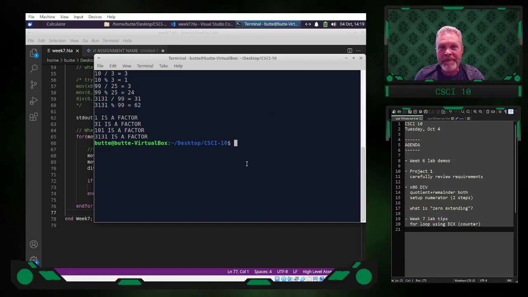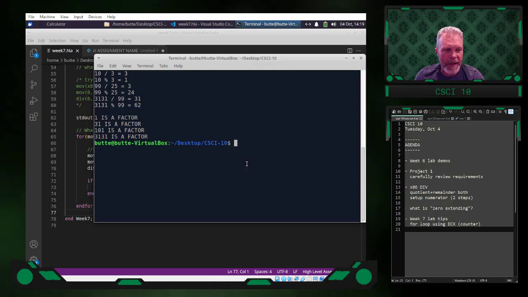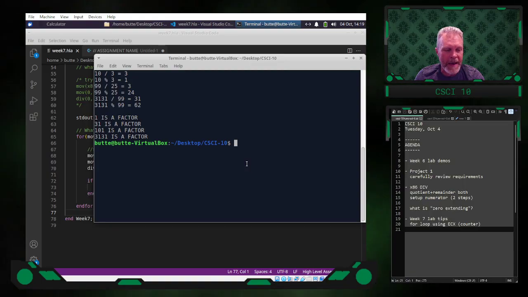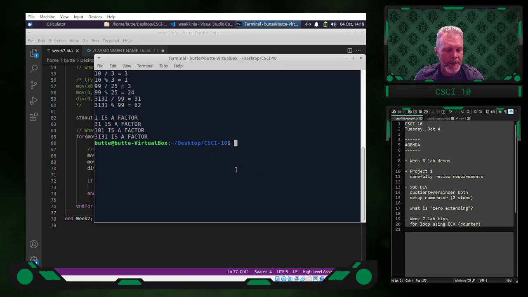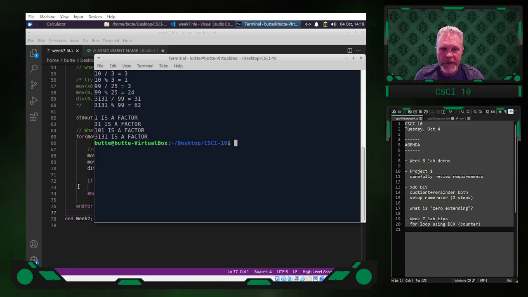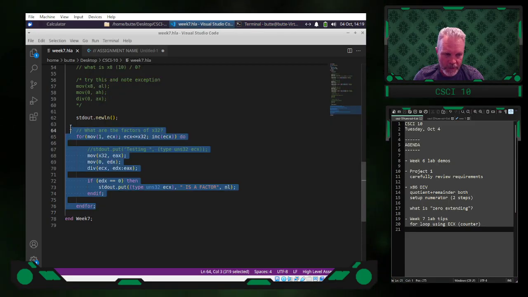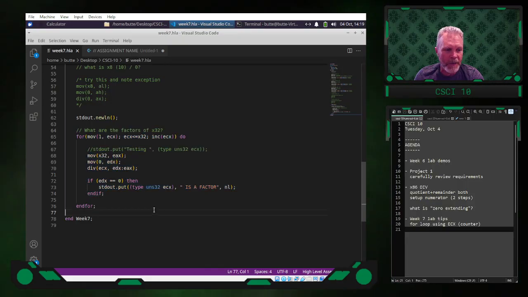It's not prime because it does have 1 and itself as factors, but then also way out there somewhere 31 and 101 are also factors of this number, meaning they divide evenly into it. So this is similar to what the lab is asking you to do, except it's asking you to keep count of that as well.